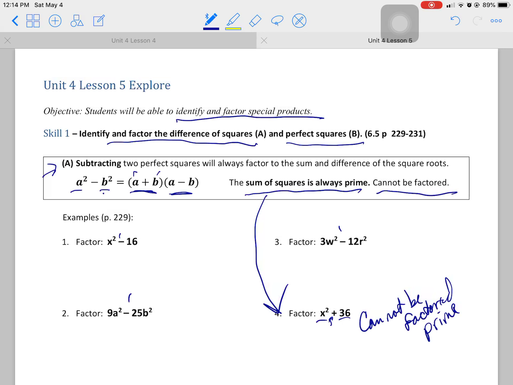Okay? So x squared is a perfect square. What's a perfect square? Name some perfect squares. 1 is a perfect square because it's 1 times 1. Okay? 4 is a perfect square because 2 times 2. 9 is a perfect square, 3 times 3. 16 is a perfect square, 4 times 4. Okay? And so on.